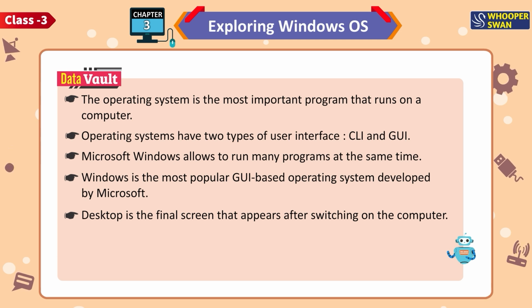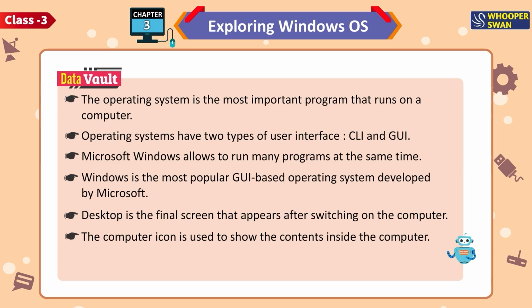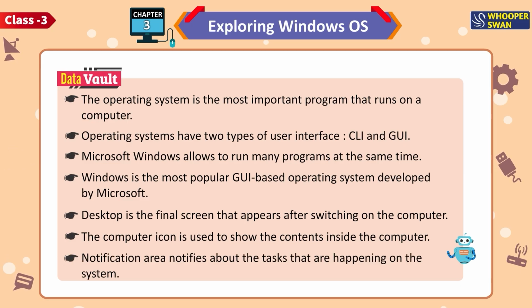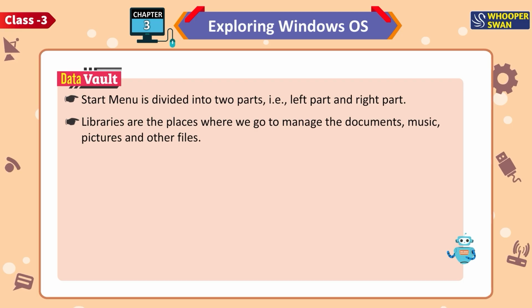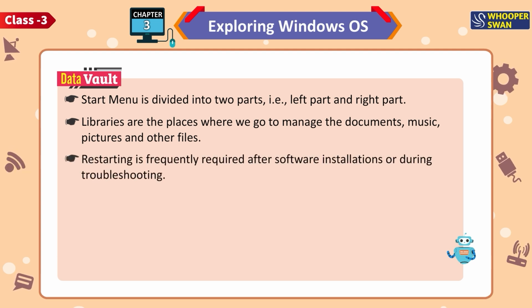Desktop is the final screen that appears after switching on the computer. The computer icon is used to show the contents inside the computer. Notification area notifies about the tasks that are happening on the system. Start menu is divided into two parts, i.e., left part and right part. Libraries are the places where we go to manage the documents, music, pictures, and other files. Restarting is frequently required after software installations or during troubleshooting.